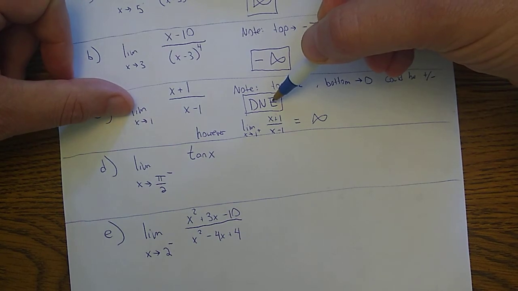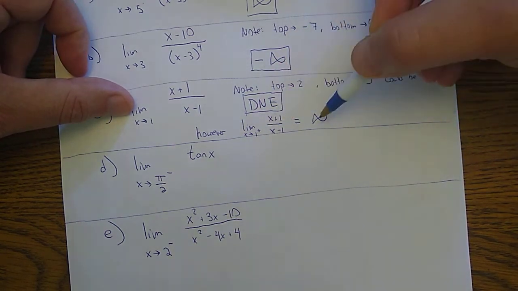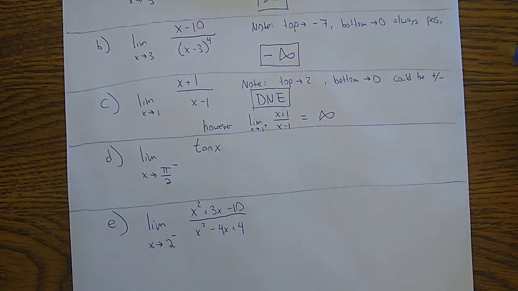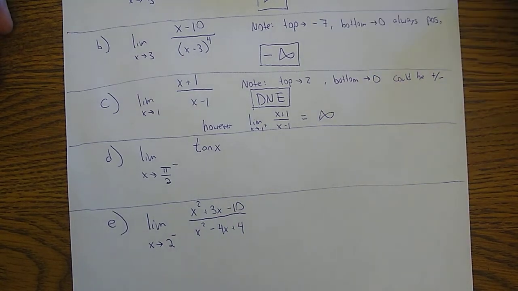And another way of explaining that is that the limit from the right is positive infinity and the limit from the left is negative infinity, so they don't agree. But yeah, so the answer to that one is does not exist.